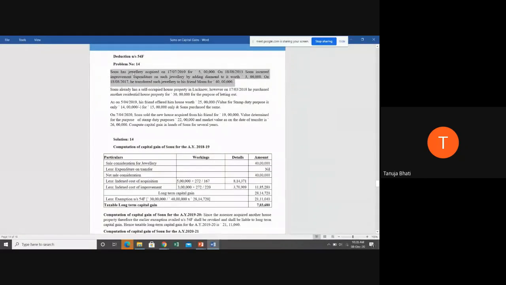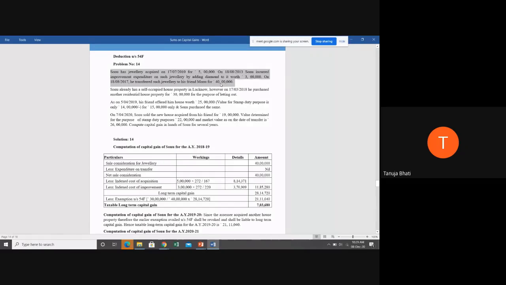Sonu has jewelry acquired on 7/7/2010 for 5 lakh rupees. This is the cost of acquisition, 5 lakh. On 18/8/2013, Sonu incurred improvement expenditure on such jewelry by adding diamond to it, worth rupees 3 lakhs. So this becomes the cost of improvement. On 18/8/2017, he transferred such jewelry to his friend Monu for 40 lakhs. So 40 lakhs becomes your sale consideration.